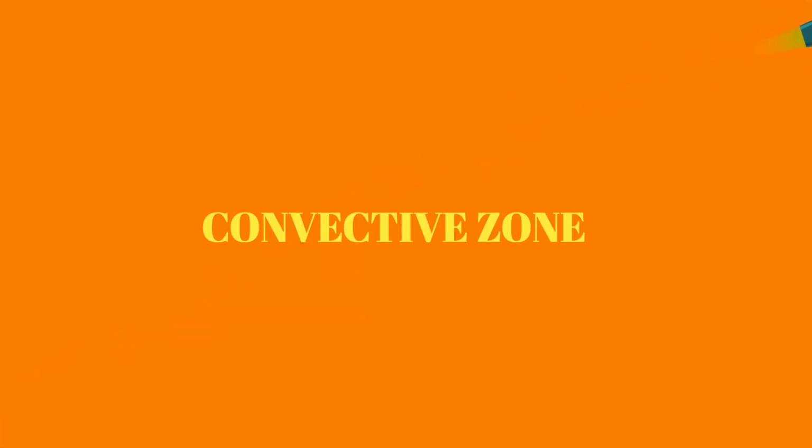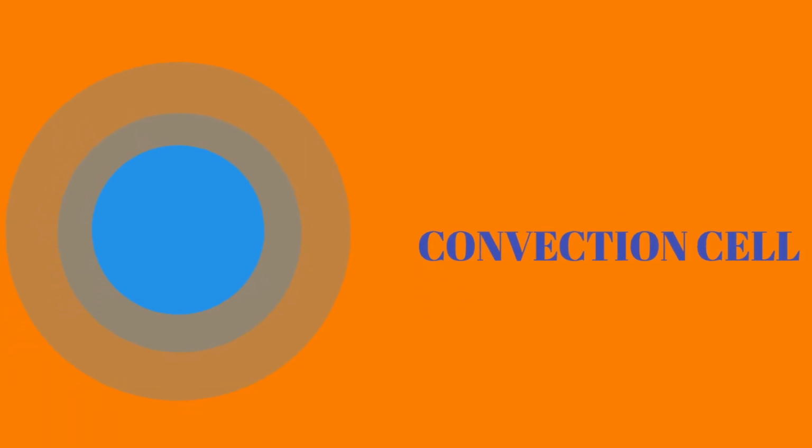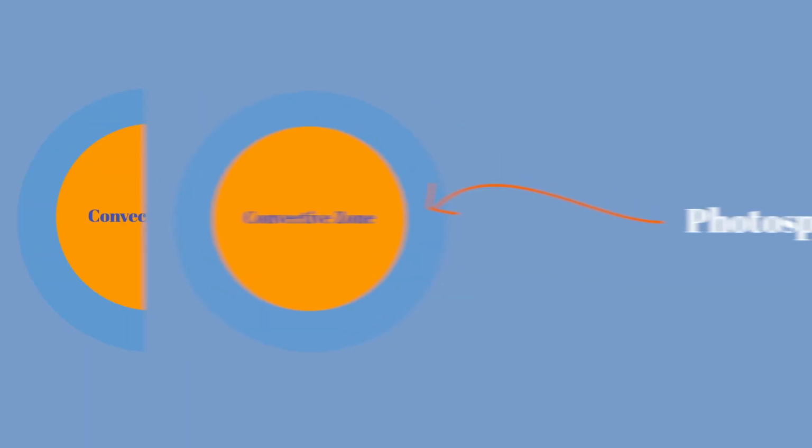Then after the energy moves through the radiative zone, it enters the convective zone where the hot gases get cooler and sink back down and form a pattern called convection cells. At the top of the convective zone, the hot gases are cooling down by giving out light.